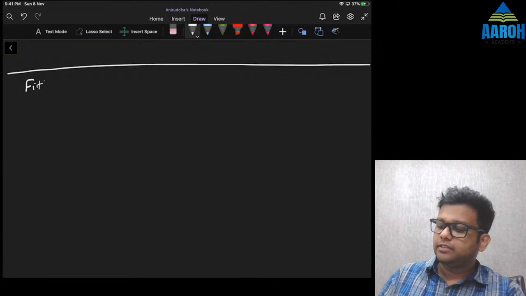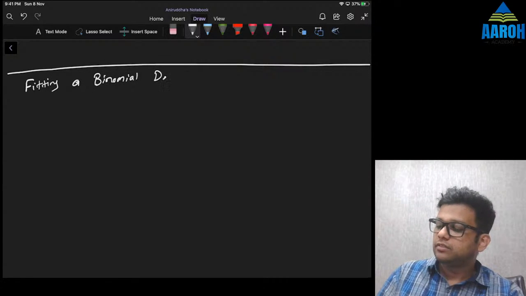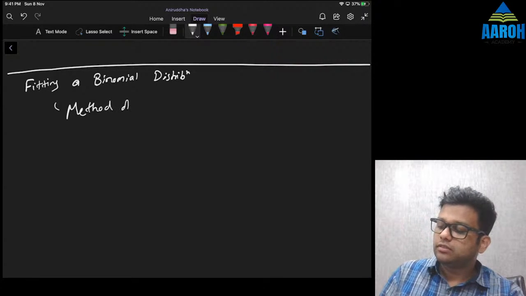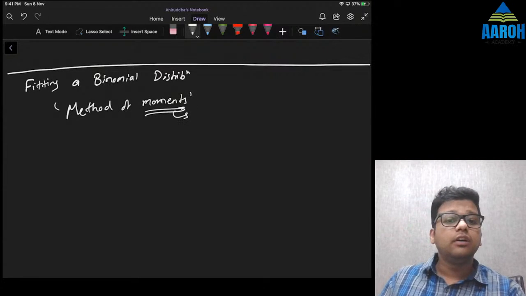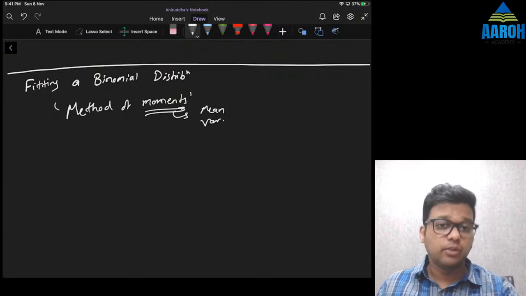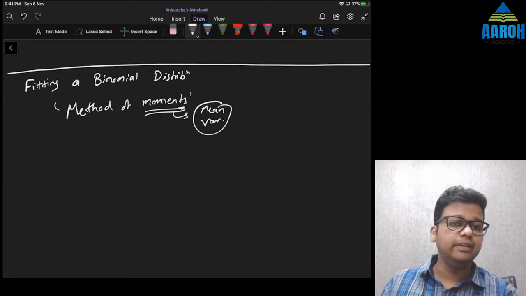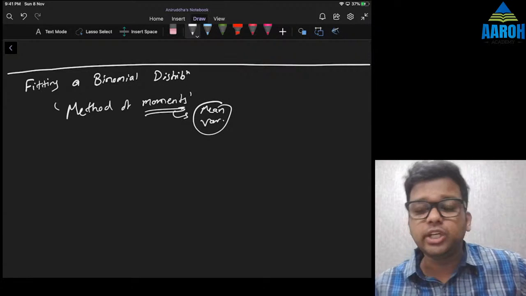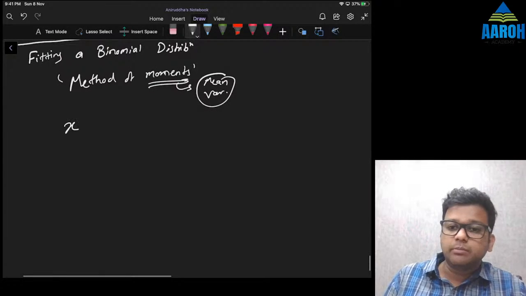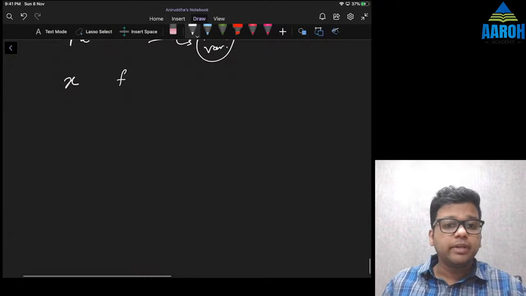If yes, then the next part is fitting a binomial distribution. We use a method called the method of moments. Moments are the statistical values that we calculate, mean, variance, skewness, or something that is not there in our syllabus, but these values are called moments. Based on mean and variance mainly, we try to fit a binomial distribution to a given data. Let's not take example in module. Let's make our own example.